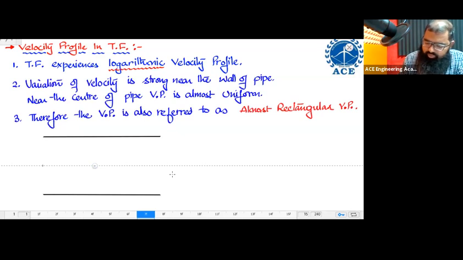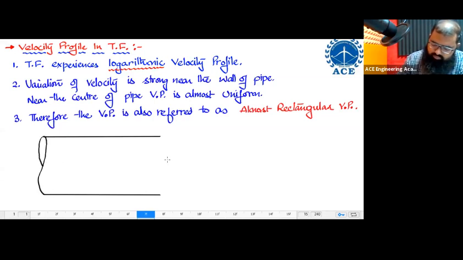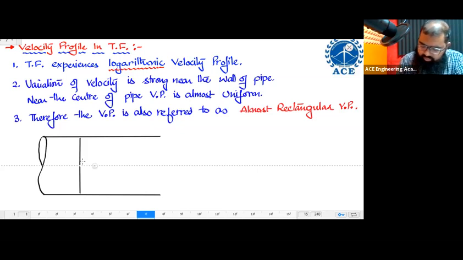Imagine that you are having some pipe like this. Imagine there is some pipe like this. I'm taking a particular axis, let us say, or a particular section I'm considering. Imagine this is a section I'm considering.